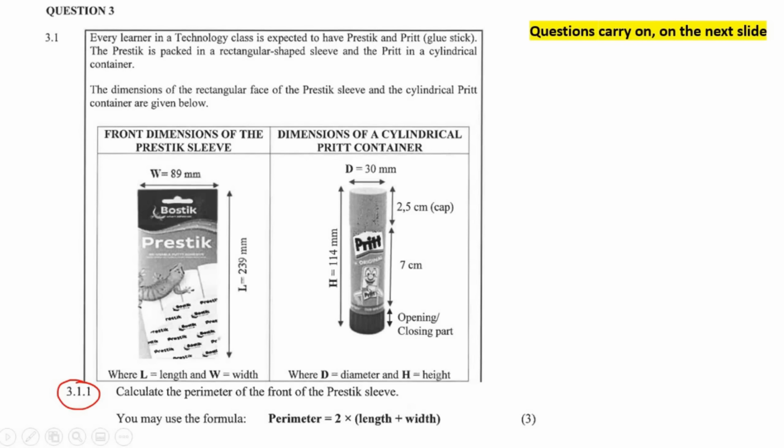And they give us the different dimensions, like the length, the width, diameter, height, all of those types of things. So the first question says, calculate the perimeter of the front of the press stick sleeve. You may use the formula 2 multiplied by (length plus width). If they give you a formula to use, just follow it. So we know that the perimeter is equal to 2 multiplied by, and then the length is 239, and the width is 89.